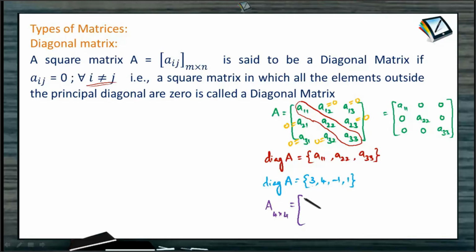That means there should be 4 rows and 4 columns. So let us write the first row. It has 3 as the main element. Then the rest of the 3 elements are zeros.